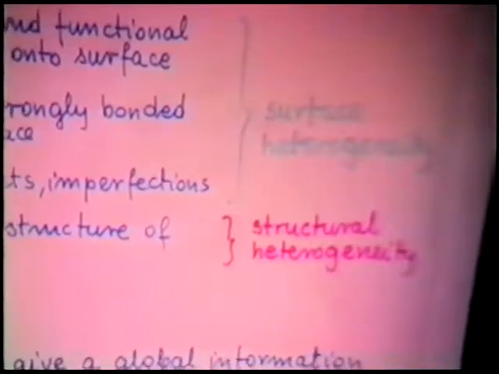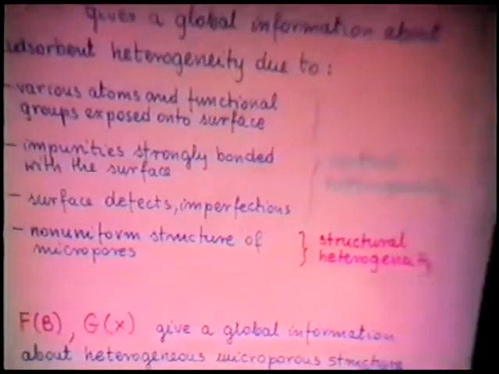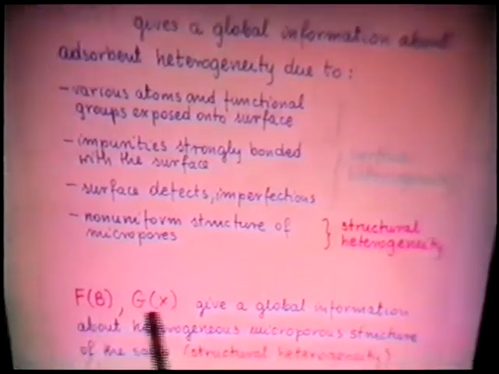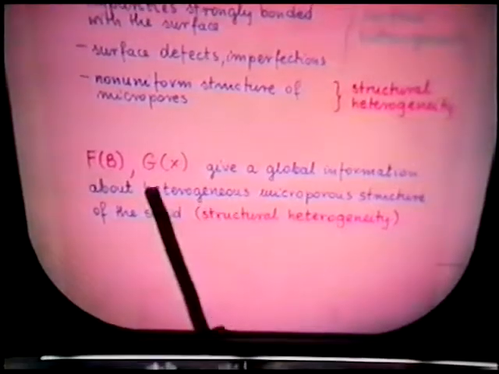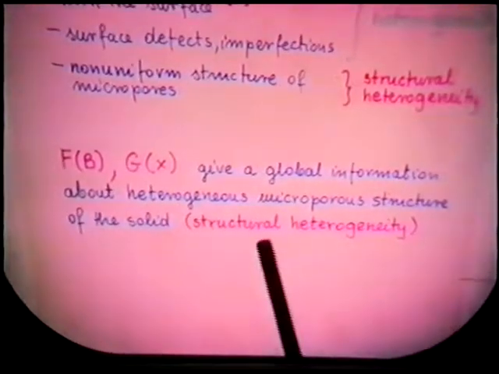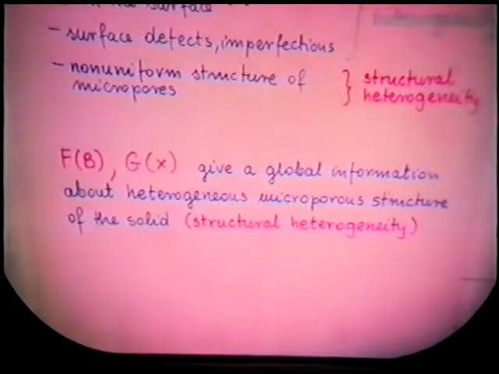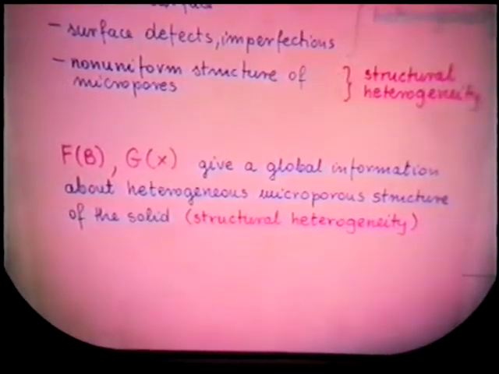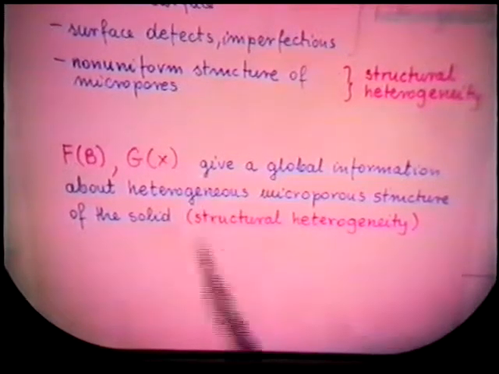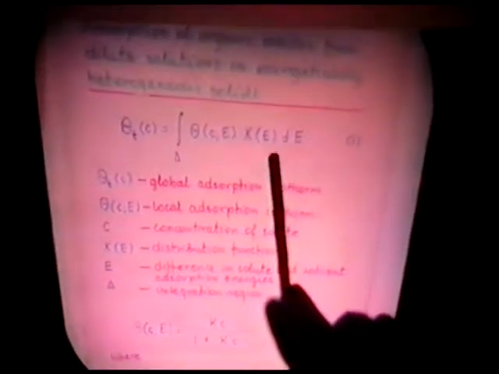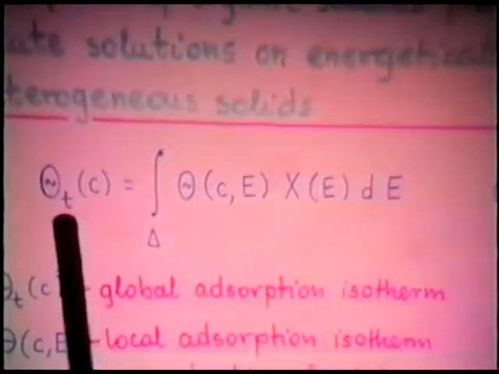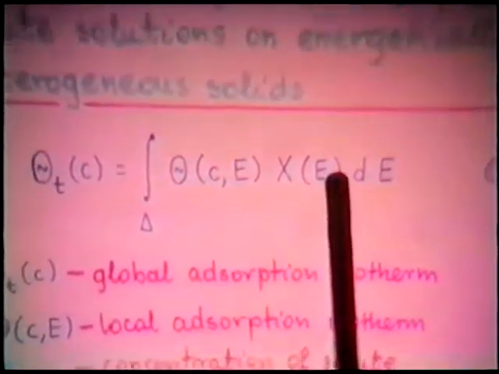Recently, some scientists propose to use another distribution function which is dependent on the structural parameter B in the Dubinin-Radushkevich equation or micropore dimension X. A more general description is using the energy distribution function, equation 1. This equation is known and was presented yesterday. That is the global adsorption isotherm, local adsorption isotherm, and energy distribution function.